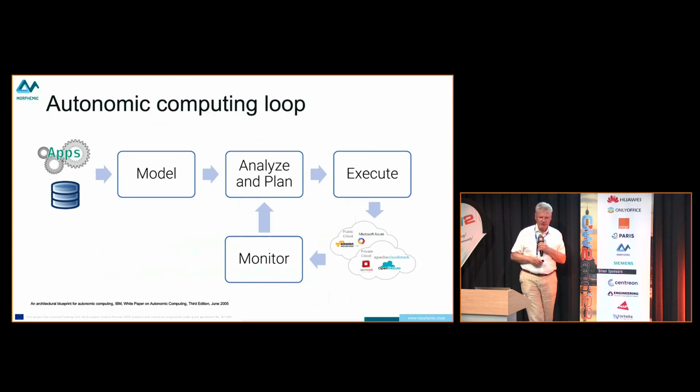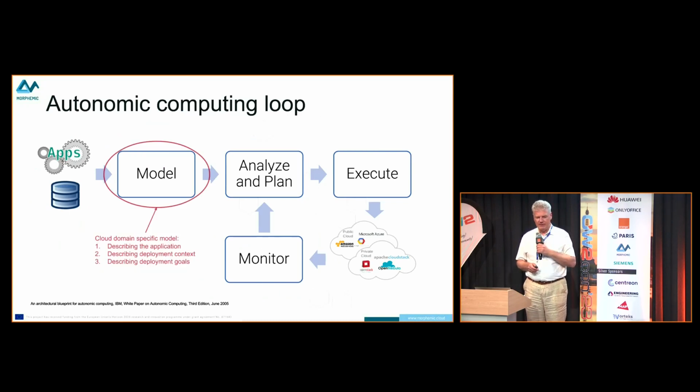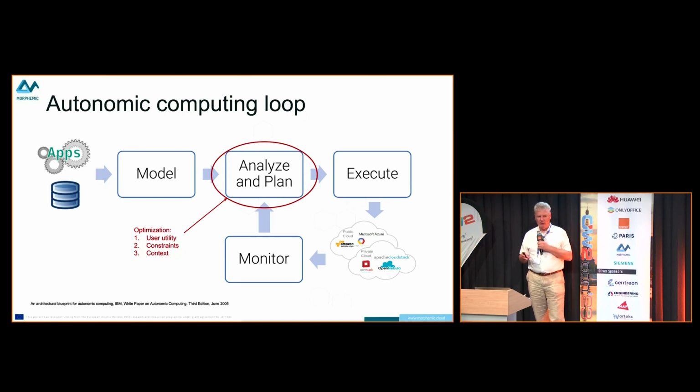So the way it works is that we build this on the theory of the autonomic computing loop, where we have added a modeling step. First we have the model to describe the application, and then we run it through our analysis, which is basically solving the optimization problem, maximizing the utility.